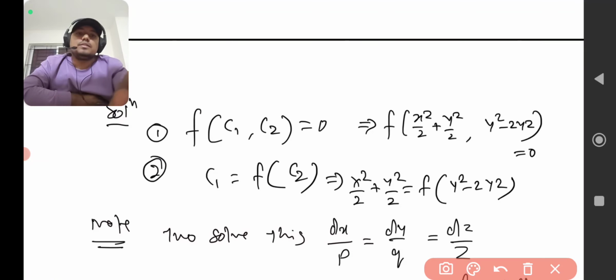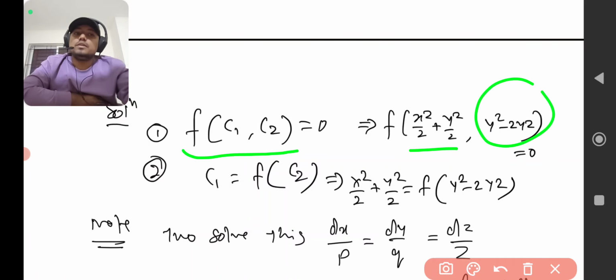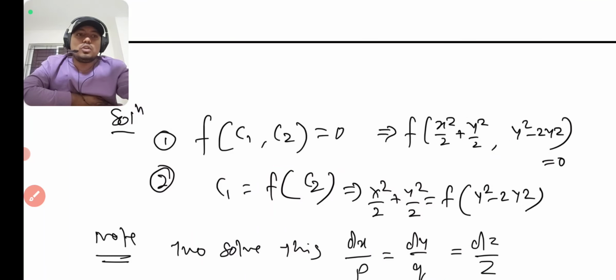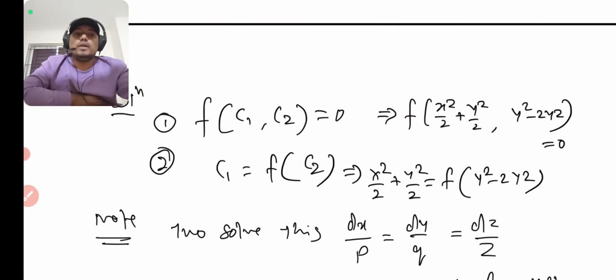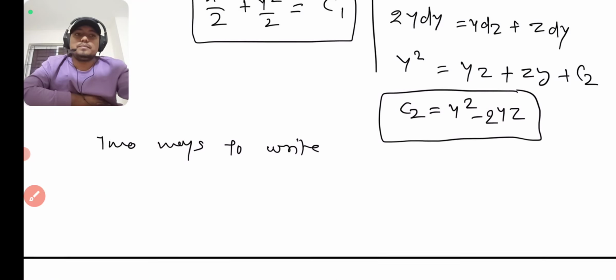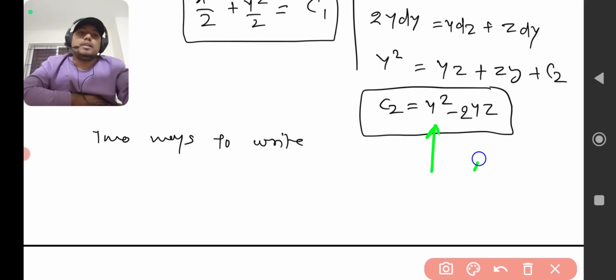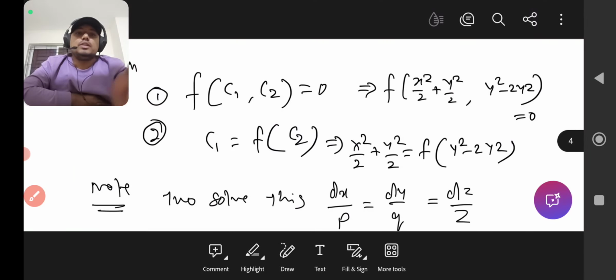Either you write like this, f(c1, c2) equal to 0, where c1 value is x square by 2 plus y square by 2 and c2 value is y square minus 2... I think I made some mistake. It should not be y square minus 2 y square, otherwise it will subtract now. Oh, it is 2z, 2yz. This is not square, this is z. This is y square minus 2yz. You can see it is written here. C2 value is y square minus 2yz. So this is one way to write the solution.